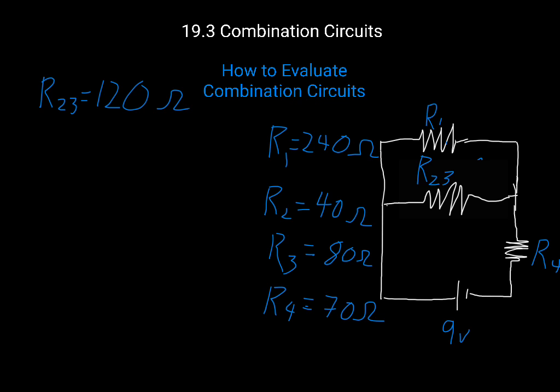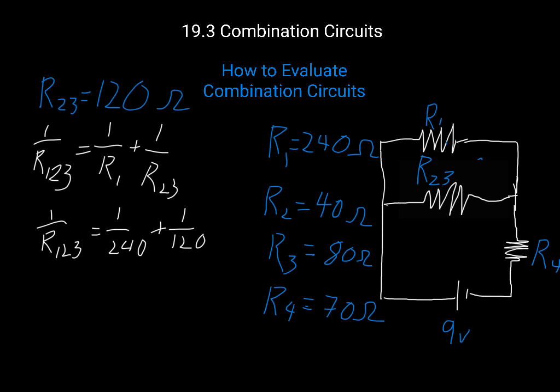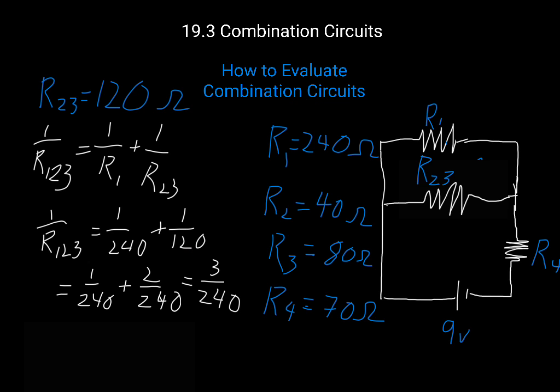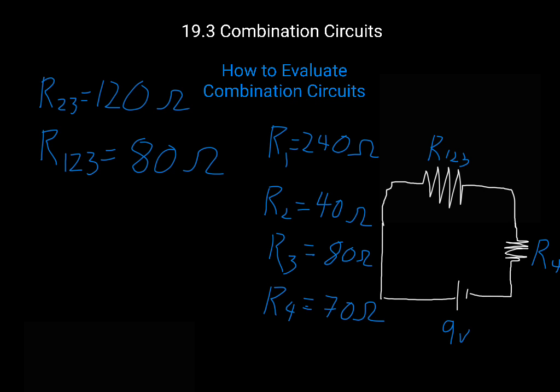Now let's add in R1 so we can figure out the equivalent resistance of R1, 2, and 3. Because R1 and R23 are in parallel, we have to use our reciprocal equation. 1 over R123 is equal to 1 over R1 plus 1 over R23. Substitute in our values, find a common denominator, then solve. Again, we can replace R1 and R23 with R123, the equivalent resistance of those three resistors.